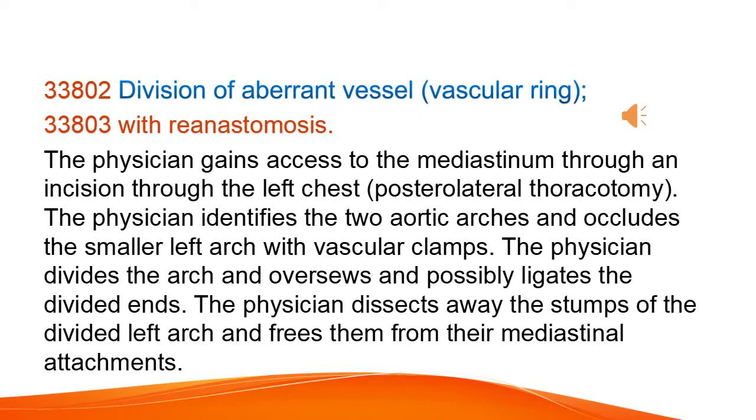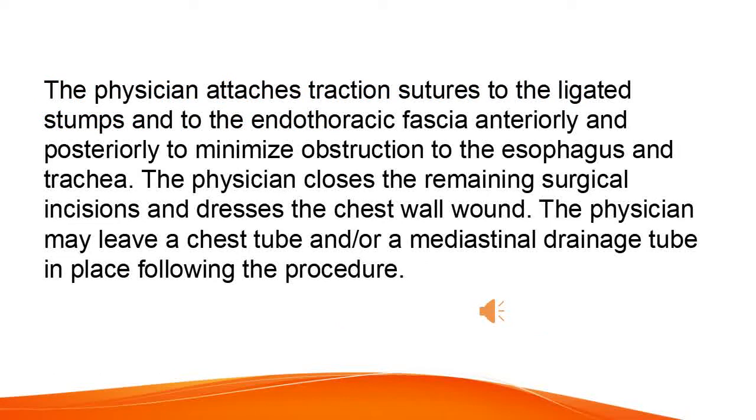The physician dissects away the stumps of the divided left arch and frees them from their mediastinal attachments. The physician attaches traction sutures to the ligated stumps and to the endothoracic fascia anteriorly and posteriorly to minimize obstruction to the esophagus and trachea. The physician closes the remaining surgical incisions and dresses the chest wall wound. The physician may leave a chest tube and/or a mediastinal drainage tube in place following the procedure.